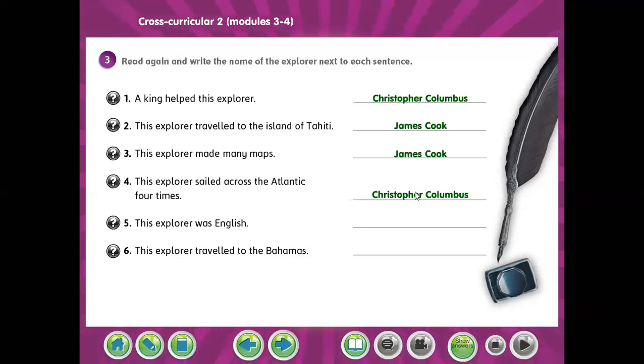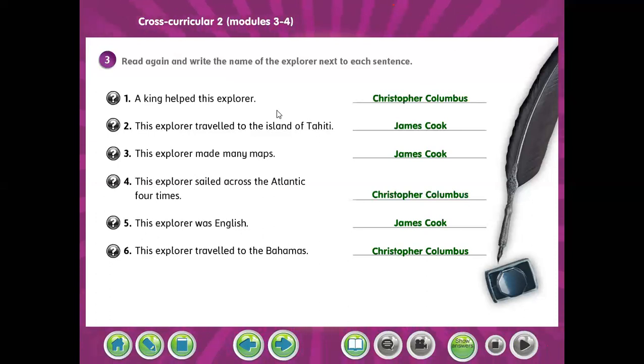James Cook, yes, James Cook was English, because Christopher Columbus was Italian, another country. And finally, this explorer traveled to the Bahamas. Diana, please help me, who? Christopher Columbus. Excellent. In the first, he arrived to Cuba, to the Bahamas. Then Christopher Columbus continued and he discovered America. Very good. We finished with this part.